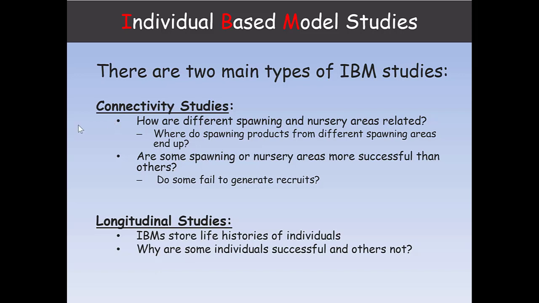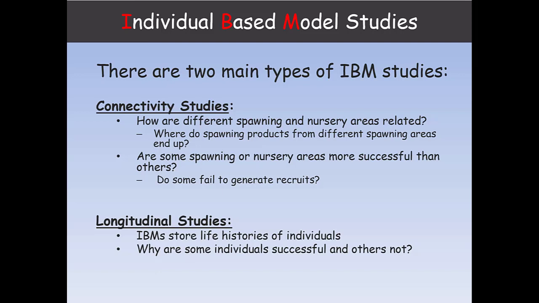The first is what we call a connectivity study, and these look at how different spawning and nursery areas are related, for example, or where do the spawning products from different areas end up, or are some spawning or nursery areas more successful than others? Do some areas fail to produce successful recruits? And the other kind of study that we might use an IBM for is what we call a longitudinal study. So in this kind of study, we look at the life history of an individual along its track as it moves from where it initialized, i.e. where it spawned, to where it settled. And this will help us understand more fully why some individuals are more successful than others.